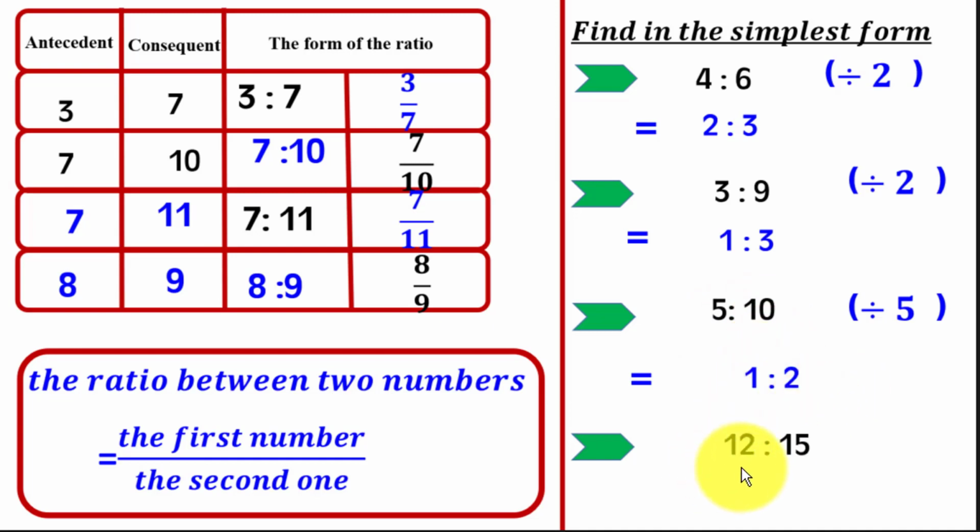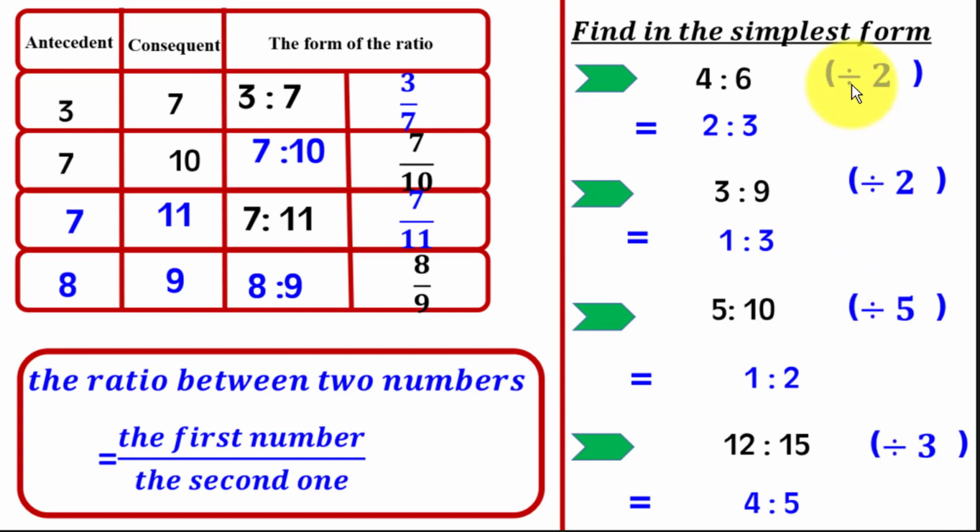What is the ratio between 12 and 15? 12 and 15 are divisible by what? They are divisible by 3, the highest common factor. Between 12 and 15, we can divide by 3. 12 divided by 3 will be 4, and 15 divided by 3 will be 5.